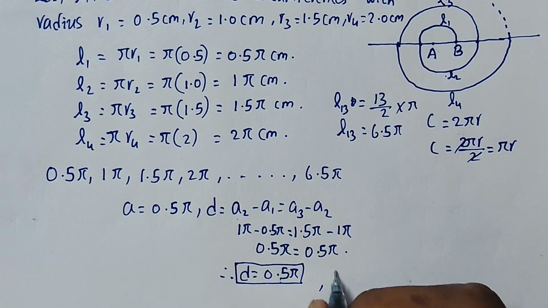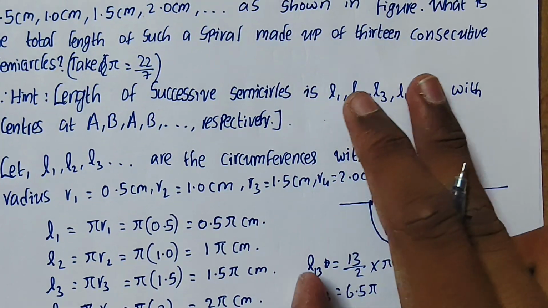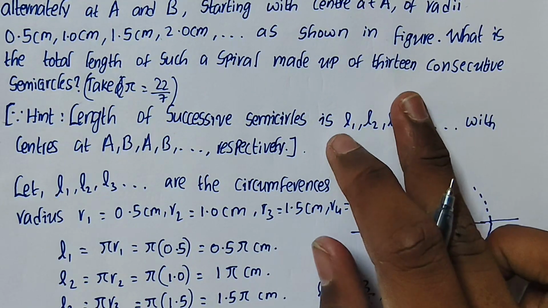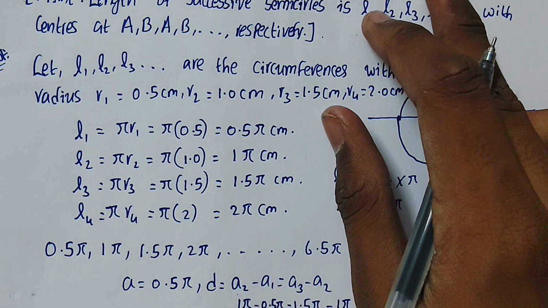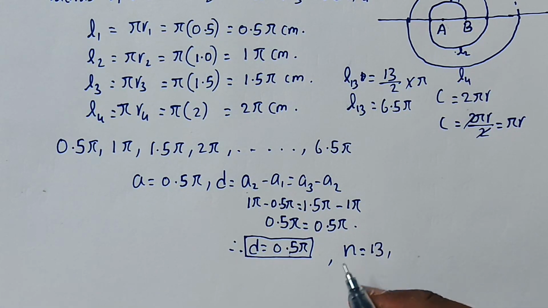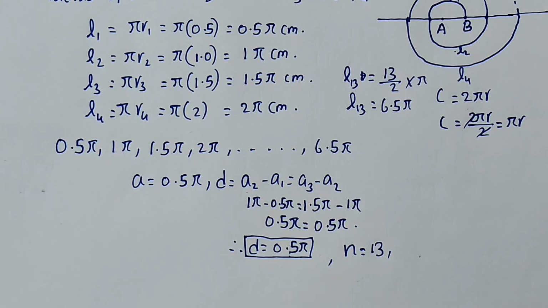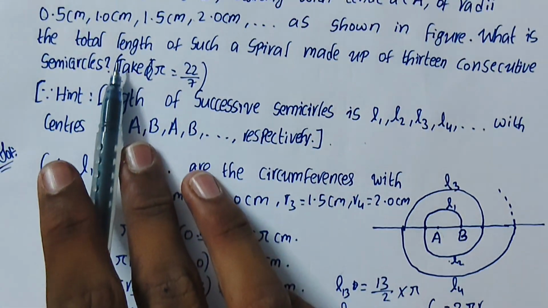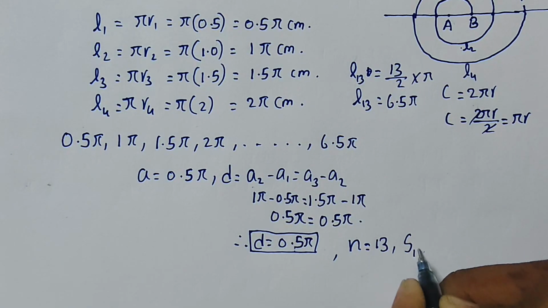Understand? Also, he asked to find out the total length of such a spiral made of 13 consecutive semicircles. So we have to take the value of n equals 13. They ask to find out the total length, which means S base 13.